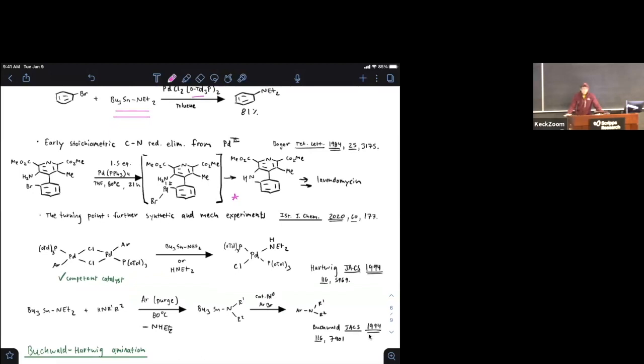Gary, what are the properties of those tin amides? Are they particularly nucleophilic, or are they kind of dead? Or are they water sensitive? Are they stable to air?